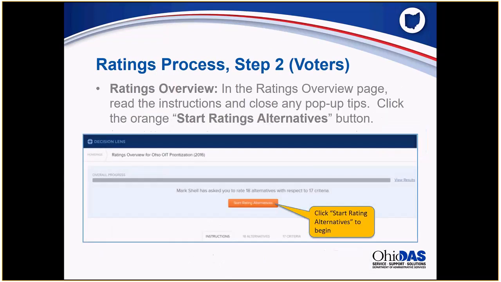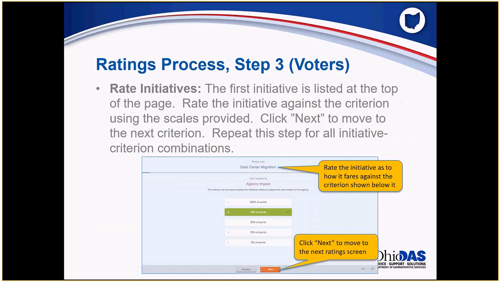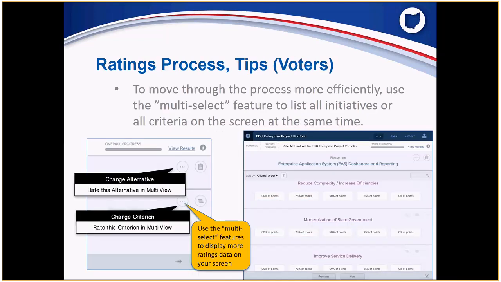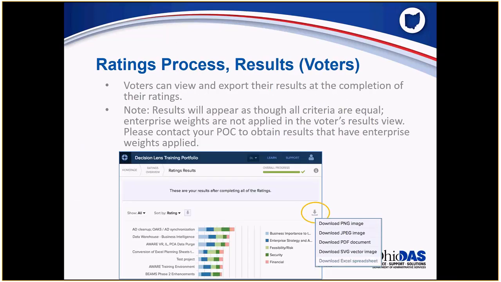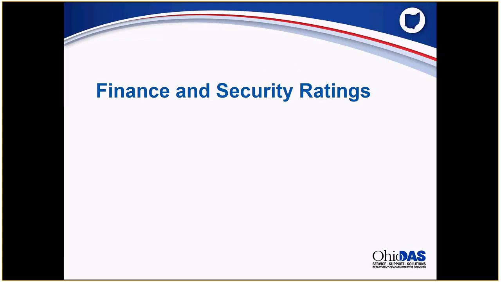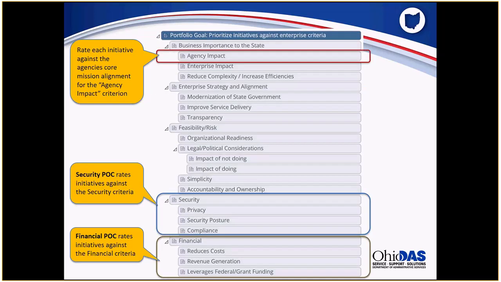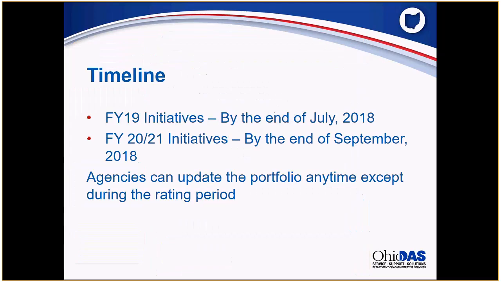The task will appear at the top of the screen. You click the start process and you go through each rating, which brings us to the image again of your criteria tree, which shows that the security criteria and the financial criteria are recommended to be evaluated by those relevant stakeholders in your organization. And the timeline slide.